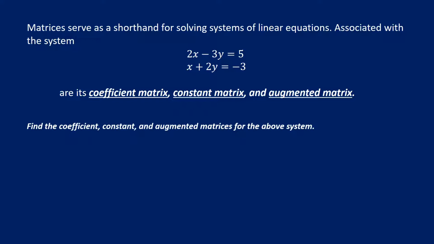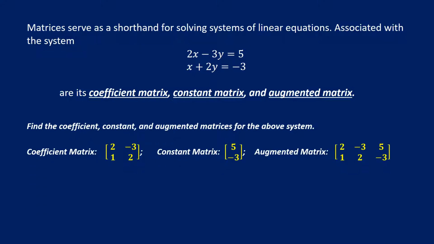For the coefficient matrix, this is just going to be the coefficients of x and y in each of our equations. So we're going to let column 1 represent x and column 2 represent y. So in our first equation, we have 2x, negative 3y. So row 1 in the coefficient matrix is 2, negative 3. Row 2 will be 1, 2, because we have 1x and 2y.